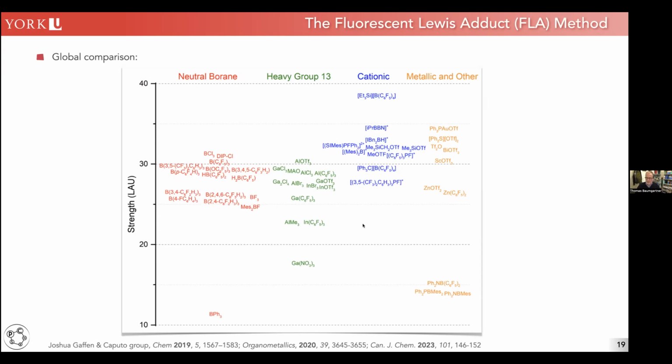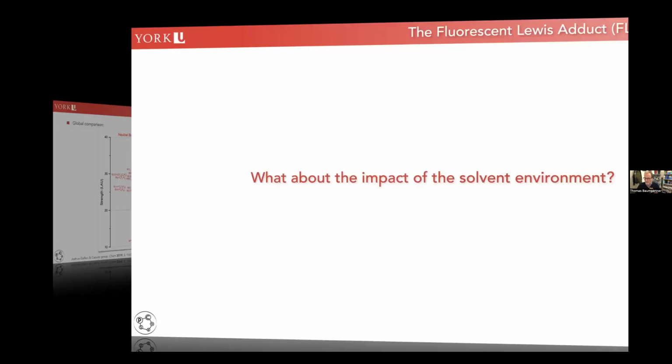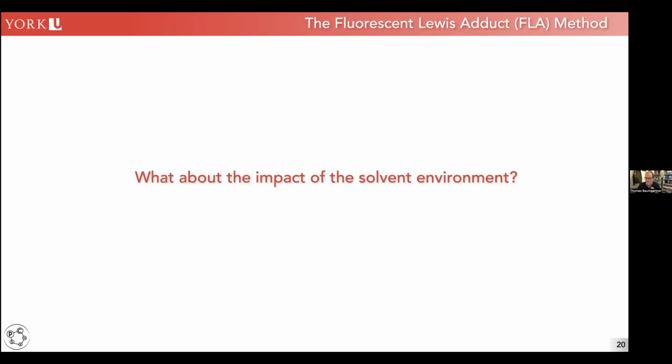One thing that I should mention, and I want to spend just a few more minutes on the latest iteration: to be able to compare them all on the same scale, they have to be measured in an identical environment. So all these are measured in toluene as a benign solvent that doesn't interact with the Lewis acids. But certainly, as I mentioned before, if you have a donor solvent, for example, that could impact the reactivity, and we wanted to look into that as well. So what happens when we change the solvent? How does it impact our measurements?